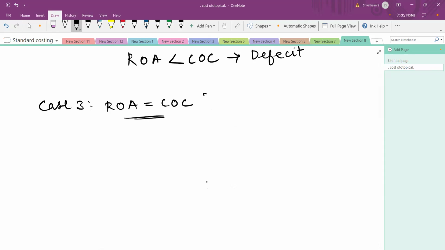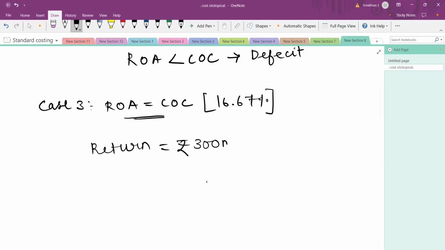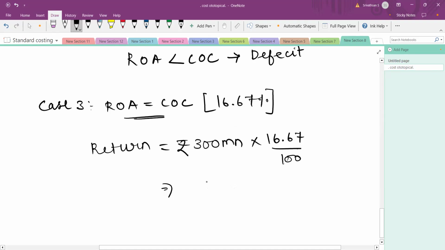So here, what is the cost of capital? It is 16.67%. So the company is also planning to generate a return equal to 16.67% on the assets of the company. So what will be the return generated by the company? The asset base of the company is rupees 300 million, on which the company is planning to generate a return of 16.67%. So when you take 16.67% of 300 million, it comes to rupees 50 million, right? So 50 million is the return generated by the company.